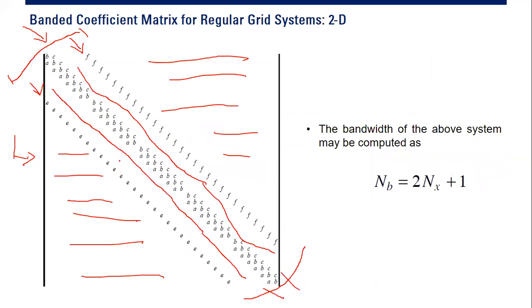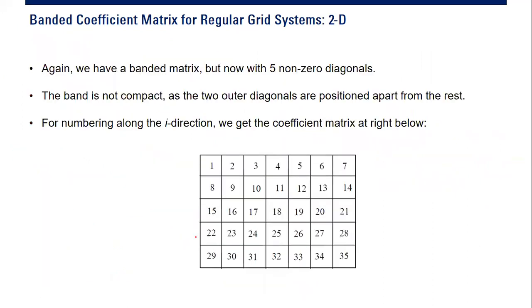Yeah, they are apart from the rest. And we have zero something here. Okay, for numbering along the I direction, we get the coefficient matrix at right below. So we number along X direction, I direction, so we go here.